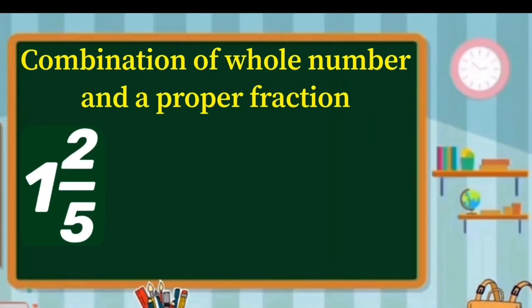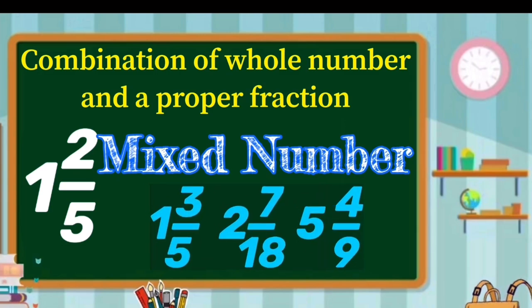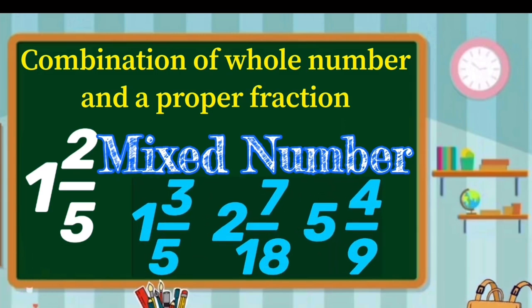Next are fractions that are a combination of a whole number and a proper fraction. For example, we have 1 and 2 over 5. 1 as our whole number and 2 over 5 as our proper fraction. And we call it a mixed number or mixed fraction. Another example, we have 1 and 3 over 5, 2 and 7 over 18, and 5 and 4 over 9.